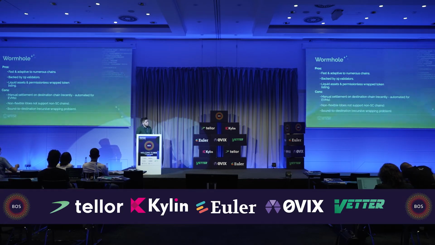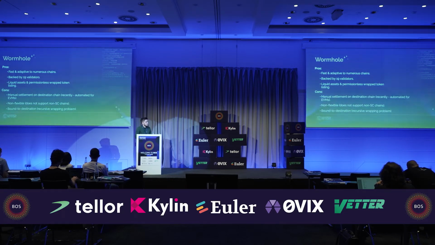And summing it up, it's worth mentioning that the best pro is that they have 19 validators. It's a pretty trustless system. They have huge liquidity, and it's very fast. But it has problems: it's just not flexible enough, and it's bound to the destination. More importantly, it has manual settlement on destination chains.